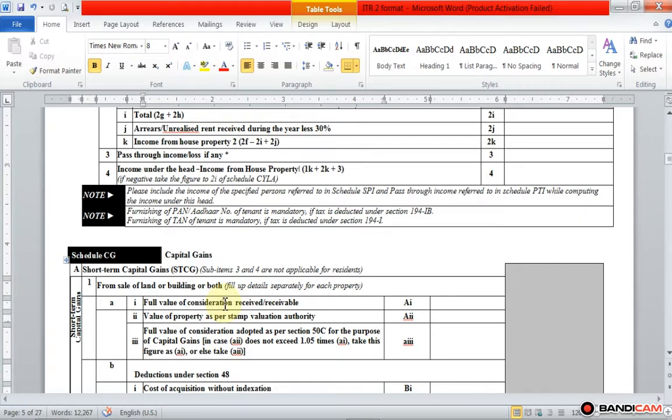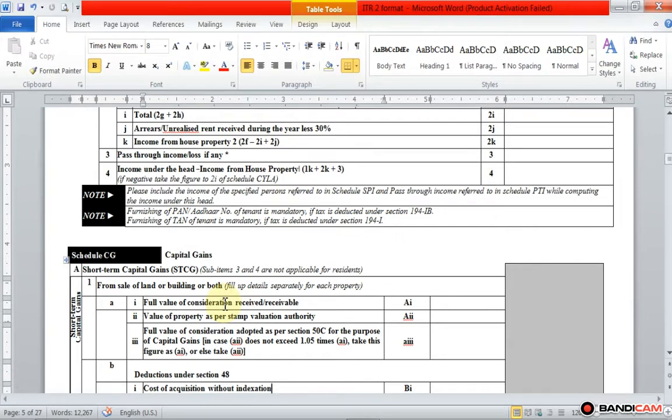Here we take into consideration the valuation of house property or land and building as per the authority, as per the government valuation. In simple words, as per the government valuation, we take the value of property, that is land and building. Then the third point is given here: full value of consideration adopted as per section 50C for the purpose of capital gains does not exceed 1.5 times. Take this figure as A1, or else take A2.